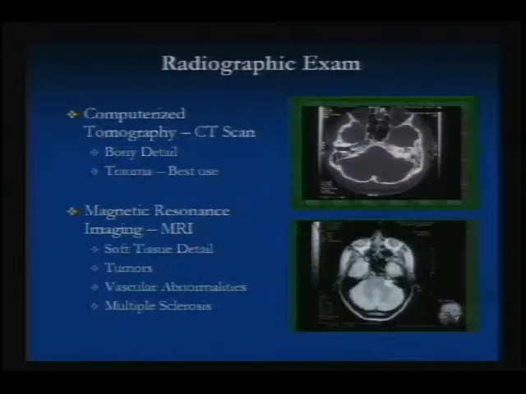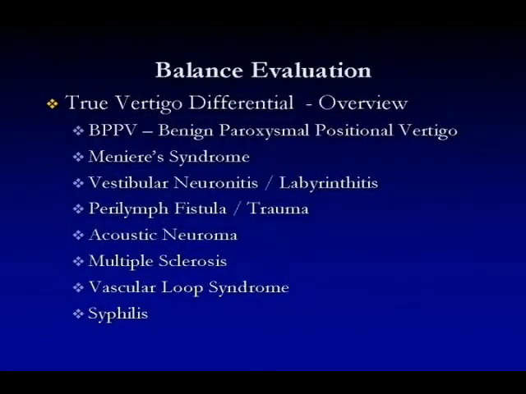Some MRIs are very helpful, particularly when you're looking for multiple sclerosis. About 7 to 8% of patients that have MS will present with vertigo as their initial symptom. That's not a small number. And so to get an MRI on people that you suspect of having MS is very reasonable, and it's very characteristic when you see it.